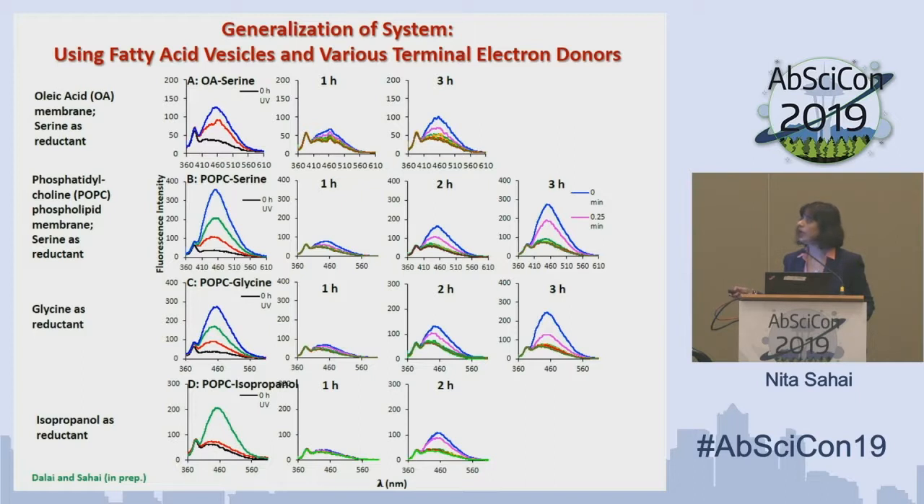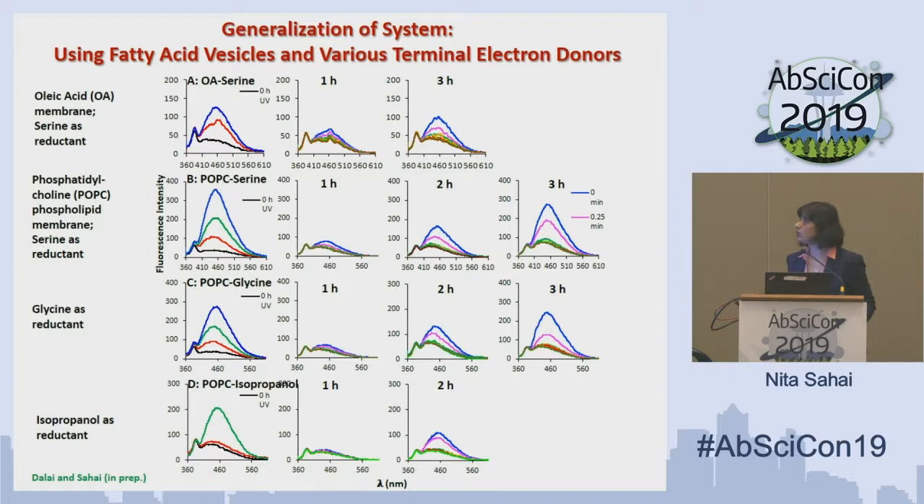than a phospholipid, and we are able to produce NADH in exactly the same way using the same system setup with serine as the extravesicular or extracellular reductant, terminal electron donor. So this compares the oleic acid system to the phospholipid system that we just looked at in the previous slide using serine, but we also decided to change up the extracellular reductant and use 3 different ones. We've used serine, we've used glycine, and we've used isopropanol, and as you can see, pretty much any simple organic reductant can work in this reaction scheme, and we get the production of NADH.